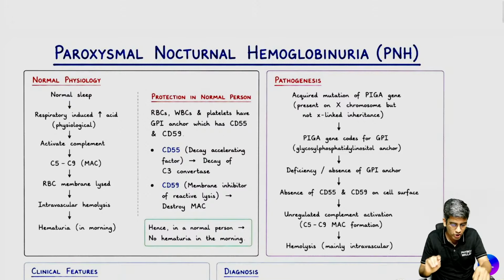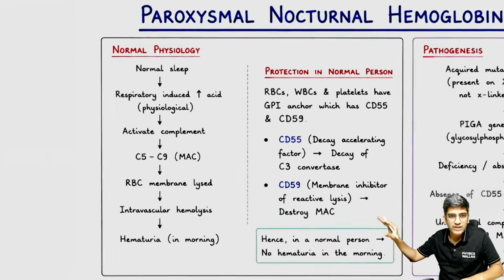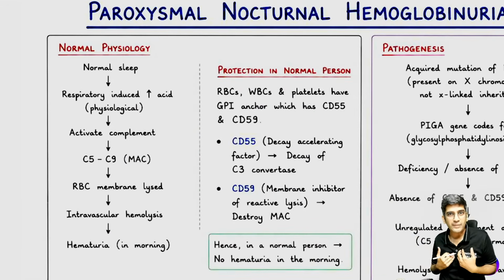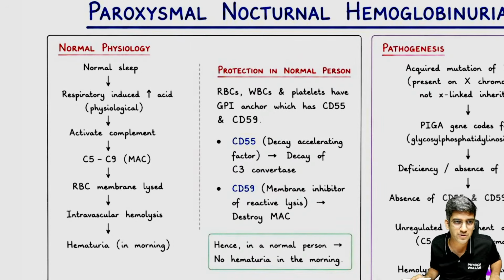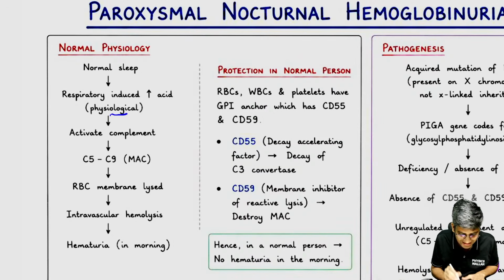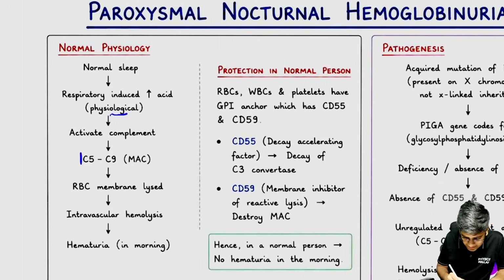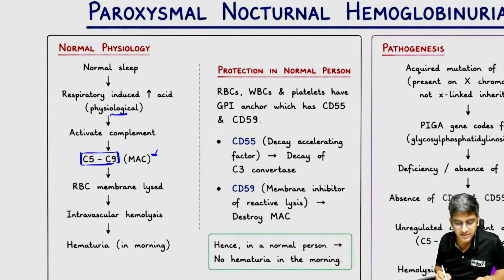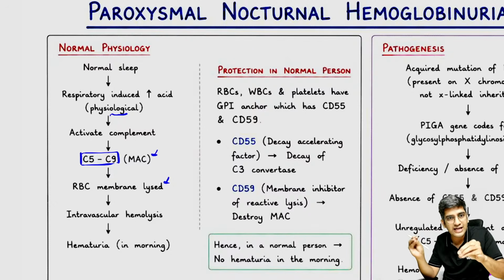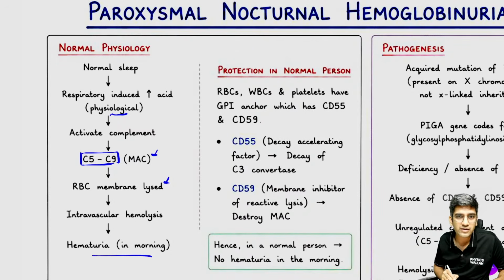So what happens normally? In an exam, please don't write this. This is for understanding. Normally, when you, me, everyone sleeps, there is a little bit of physiological acidosis. This activates complement. Complement C5 to 9 is called the MAC complex, or membrane attack complex. That goes and binds to RBC. At sleep, RBCs will die and early morning, you will pee blood. We are not doing that, right? We don't pee blood in the morning.